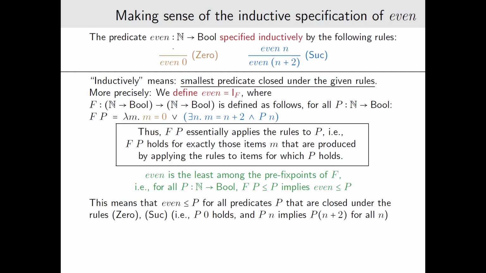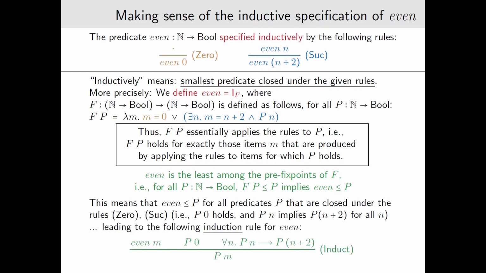It means that even is smaller than P for all predicates that are closed under the rules, right? So what does closed under the rules mean? It means that P of 0 holds, and if P of n holds, then P of n plus 2 holds. So what we get is, by putting this in a format similar to the case rule, these are also called elimination formats, because they allow us to infer something from knowing that our predicate holds.